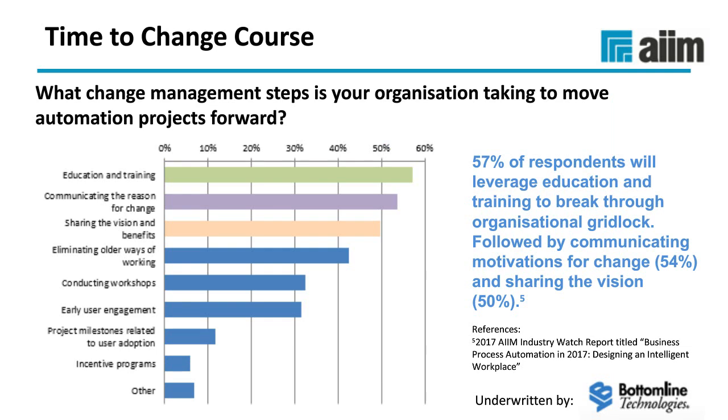And the truth of the matter is, working smarter, not harder, is easier said than done. Uncertainties in cost, an unknown learning curve, and an untested ROI prevent organizations from moving forward with their document automation projects. At the same time, traditional ways of working are hard to change. Old habits die hard. We know how difficult change management can be. To break through this gridlock, looking to some AIIM research in a recent Industry Watch report, we know that 57% of respondents plan to leverage education and training to break through organizational gridlock, followed by communicating motivations for change and sharing the vision.